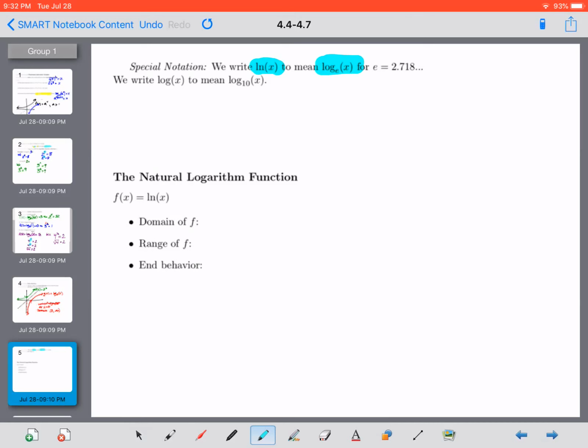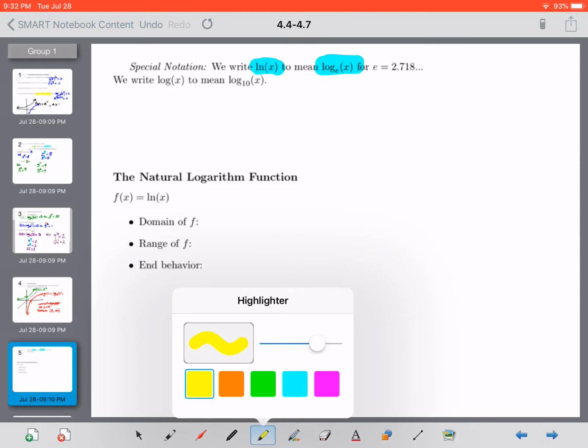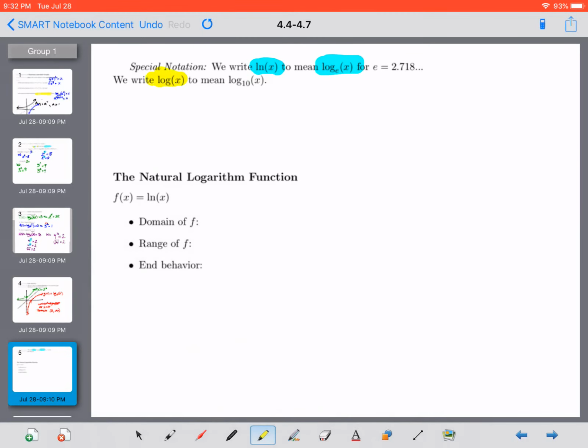We also write log of x without specifying a base to mean log base 10 of x. It's just a shorthand because these are the most common bases that you'll see. And so if you see log of x without a base specified, you can assume the base is 10. And if you see ln of x, that means that it's a log function with a base of e.